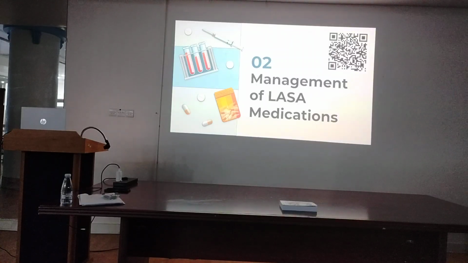Separate them, yes, from other medications. No, that's for the LASA. Okay. Independent double checking. Okay.